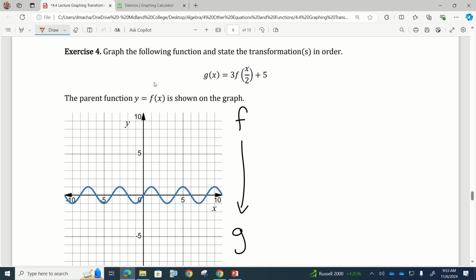No. Am I stretching or squishing this? I'm going to stretch this horizontally. So step number 1, stretch horizontally by a factor of 2. And that means every point along this blue curve is going to be twice as far away from my y-axis. That point's going to be twice as far away. This point is twice as far away. That point is twice as far. That point is twice as far. You get the idea?